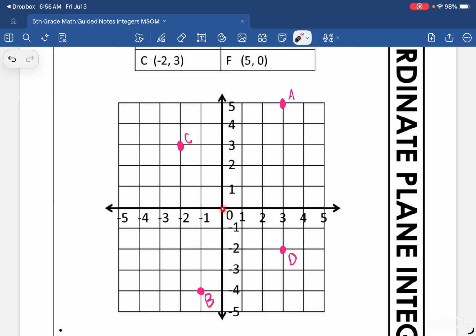(0, -4). So with zero, we stay in the middle, then we would go down 4 right here. This is the point (0, -4). (5, 0). So we will go over 5 and then stay at 0. So not up or down, we'll just stay there. This is the point (5, 0).